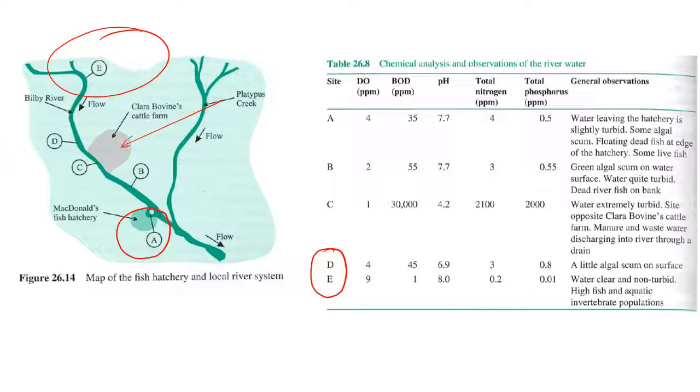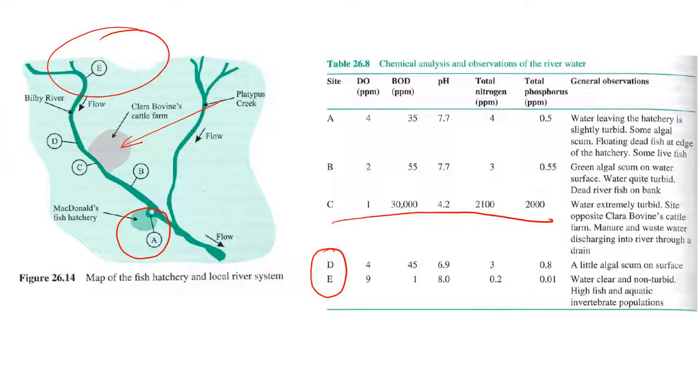Once you get to the bovine farm, this is where you're starting to see your problem. At site C, your dissolved oxygen level is 1. So you can start to see that whatever is in the system is starting to remove some of the dissolved oxygen. Biochemical oxygen demand, this is your BOD 5, means that whatever is in your water requires a substantial amount of oxygen. There's a large oxygen demand in your system.